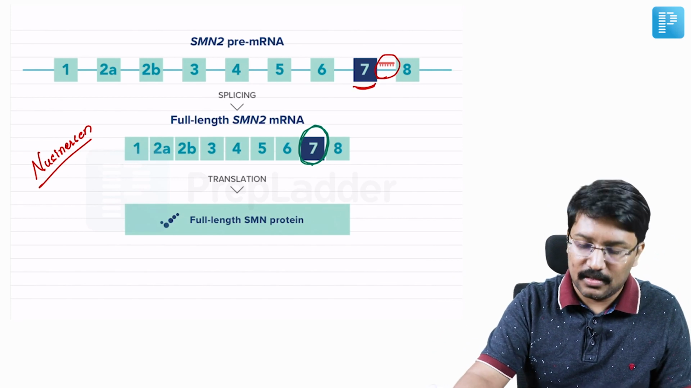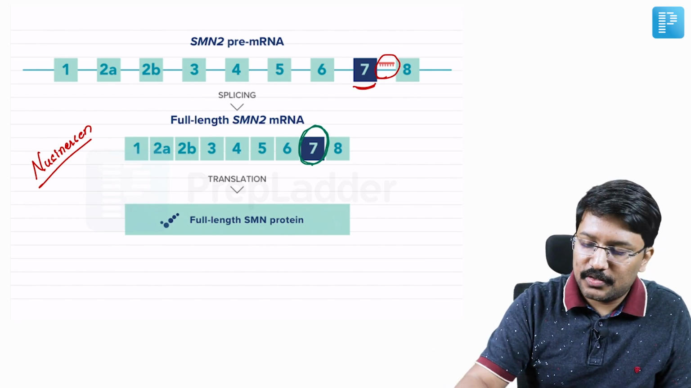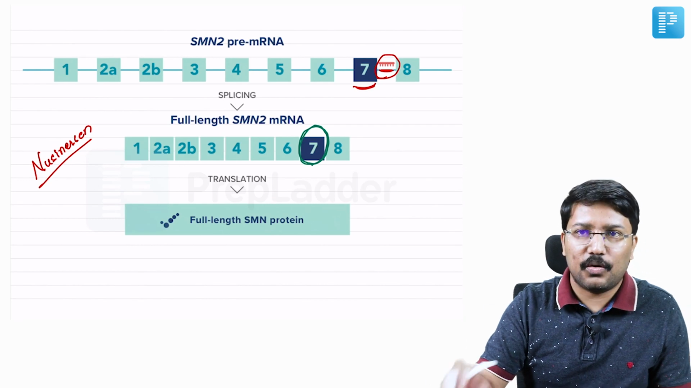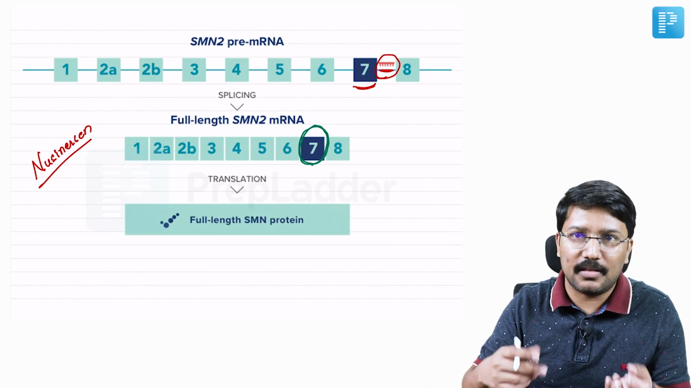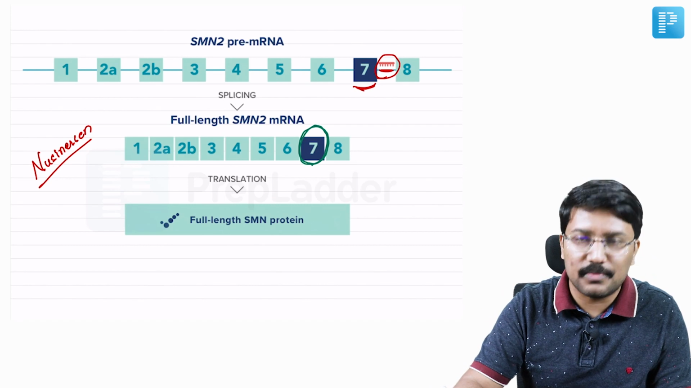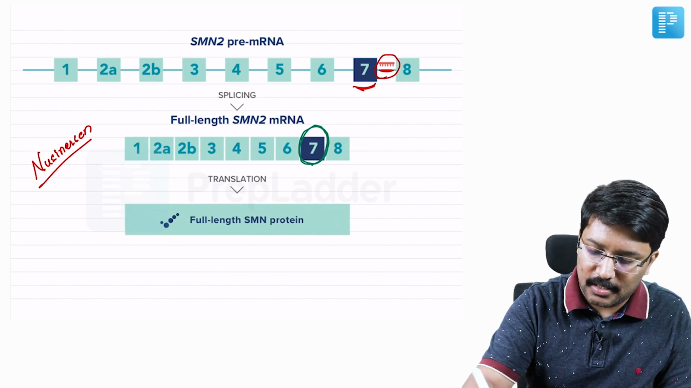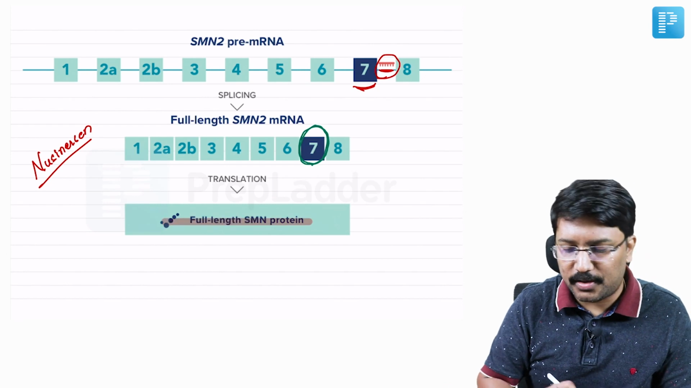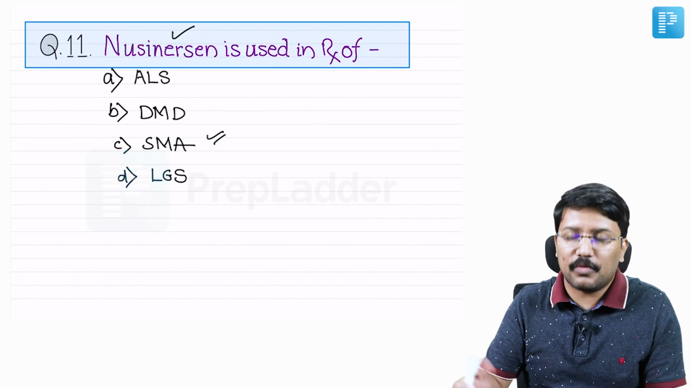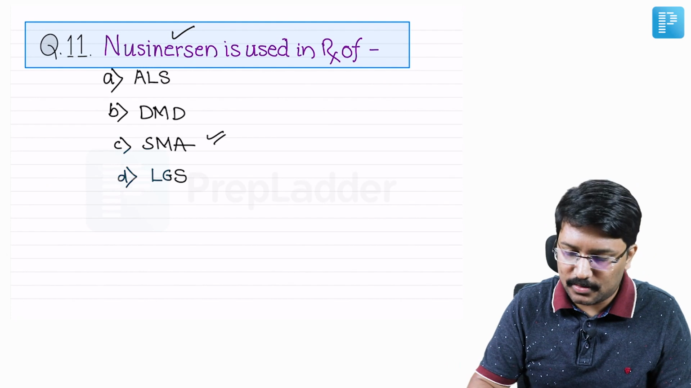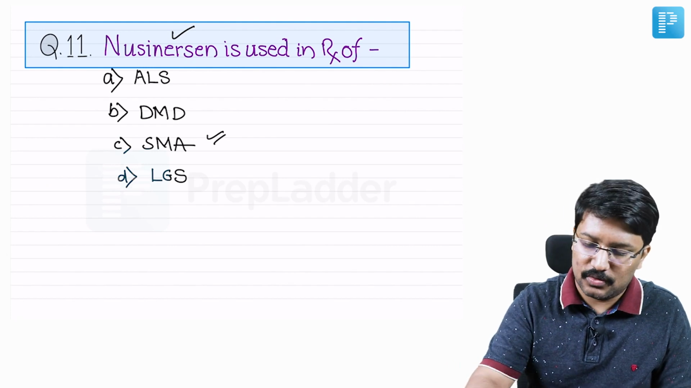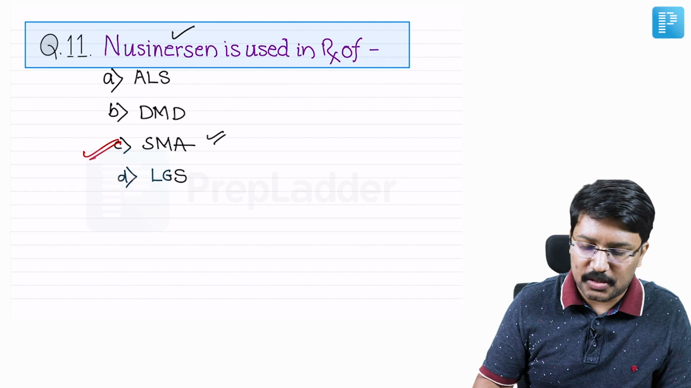So this is an antisense oligonucleotide. Binding to this particular intron stops it from interfering in the processing of exon 7. So exon 7 is also included, and we end up getting a full-length SMN protein. So these are the different mechanisms of addressing the spinal muscular atrophy disorder. Very much anticipated question, no surprise there. So the right answer is option C.